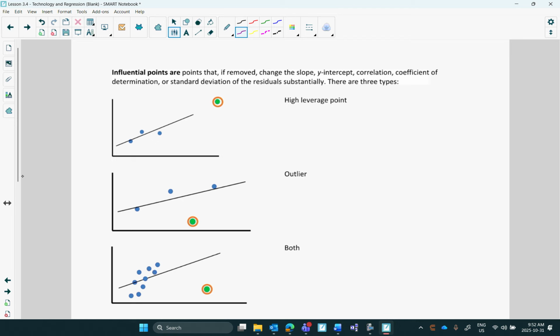So we just talked about a high leverage point, that it's part of the line, but it's far from the mean of the explanatory variable. So when we take out a high leverage point, it's going to change the slope and y-intercept.